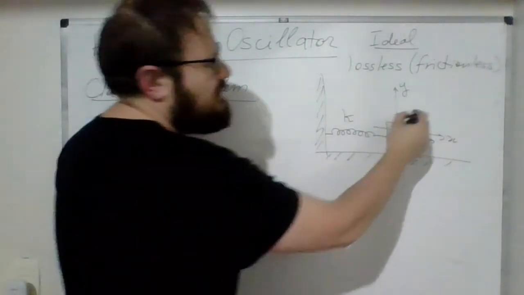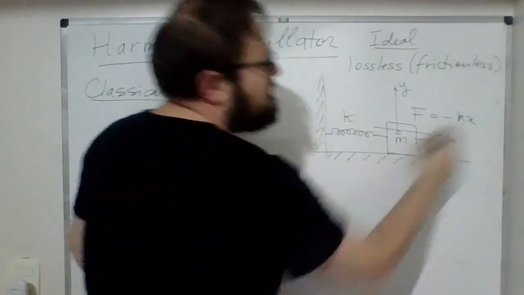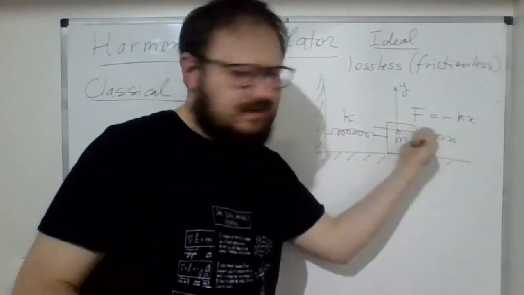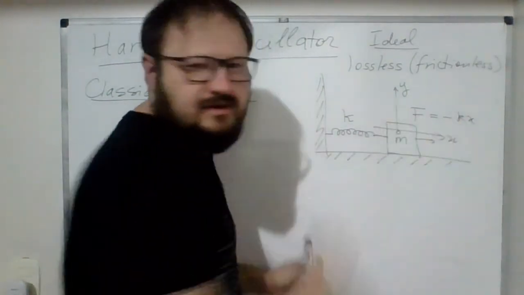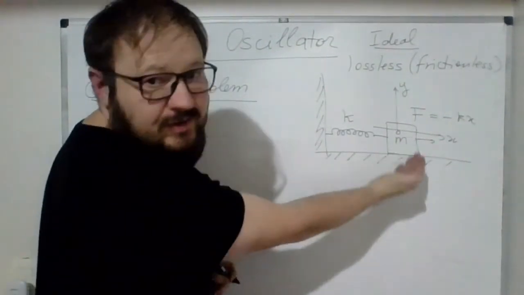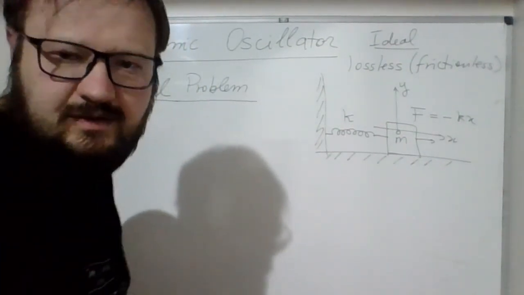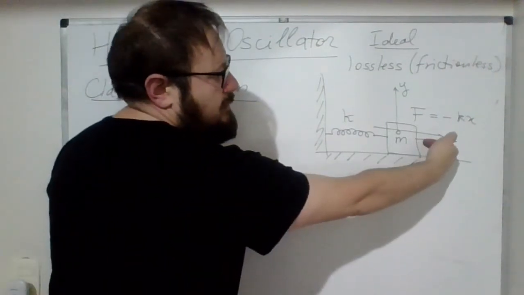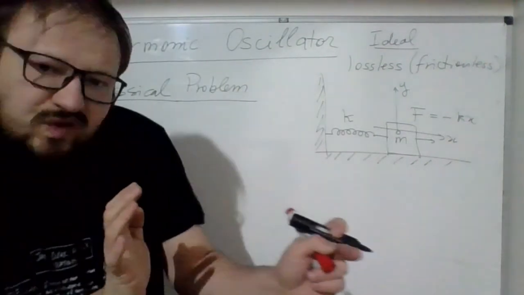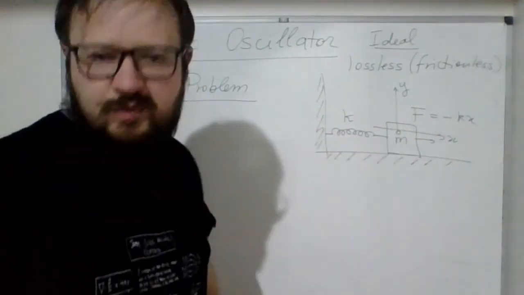The force exerted on the mass corresponds to minus kx. If you pull the mass a little bit to the right of the equilibrium point, there will be a spring restoring force which tends to pull back the object, all right? And if you push the object a little bit to the left, the spring will try to restore the object to the equilibrium position, all right?